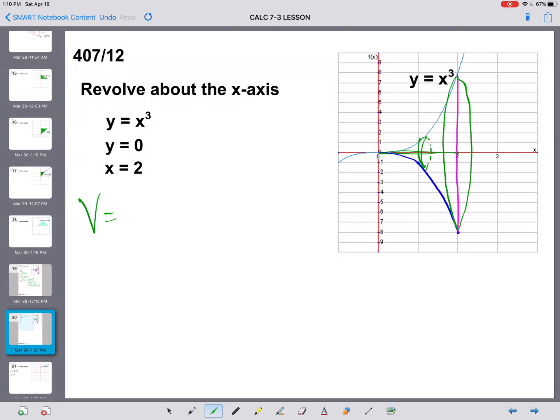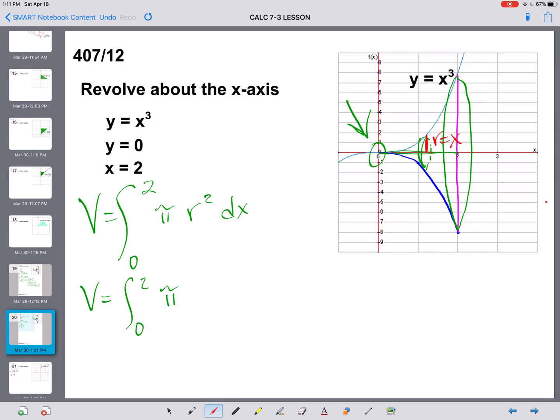Now, let's start our work here. Okay, volume equals the integral. Where are we going to start our slices? Yeah, once again, at x equals 0. We're going to go all the way to x equals 2, and then it's pi r squared dx. Okay, now, 0 to 2, the pi. What's the r equal to? Yeah, once again, there it is right there. That's the radius. The radius is equal to the y, and the y is equal to x to the third. So the radius is x to the third.